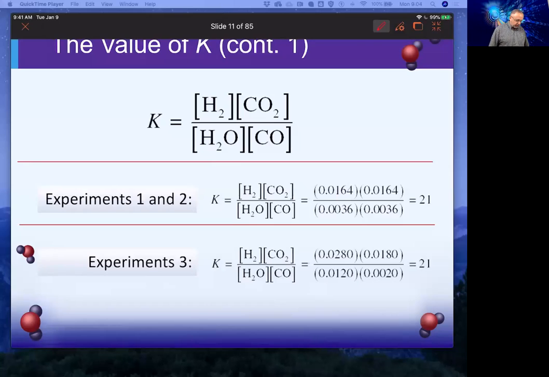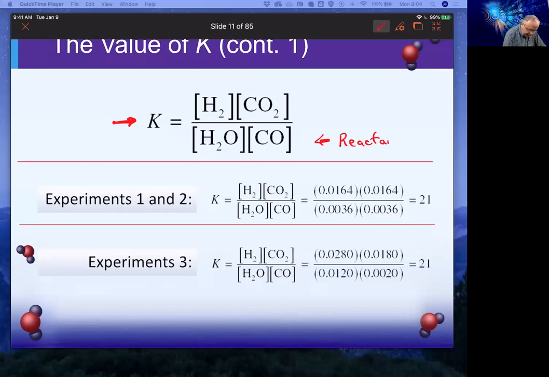Okay, great. So here we have the expression for the equilibrium constant for the reaction of H2O and CO to produce hydrogen and CO2. You can tell from this one that these are the reactants, because it's always products over reactants.